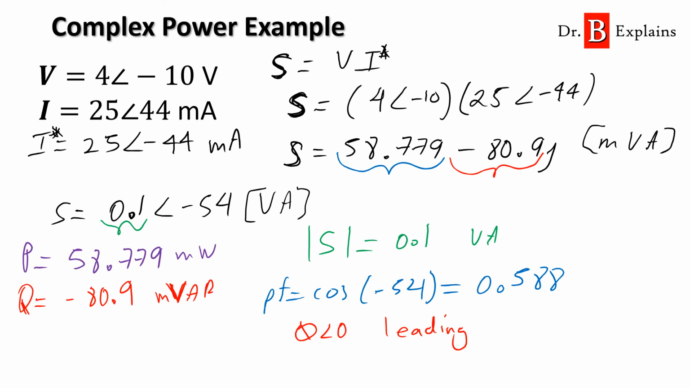This is how you get the different parts of it. It's not very complicated, I believe. You do the multiplication V times I conjugate, and then you can express it in rectangular coordinates, and you can express it in polar coordinates, and you can get the different parts out of it, basically. And so this is all I got for this video. That's the short explanation of the power triangle and how to get the different elements of complex power.